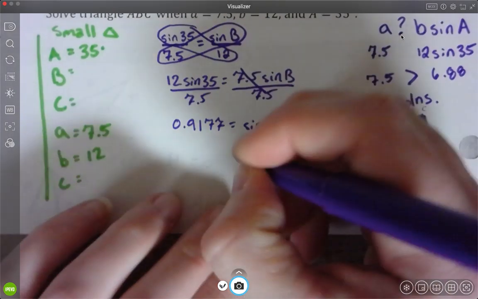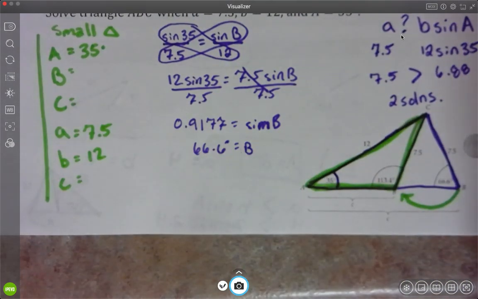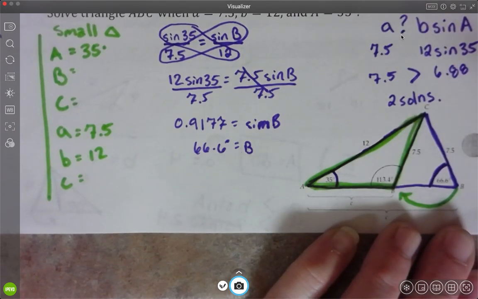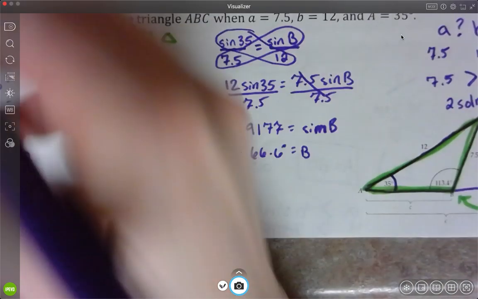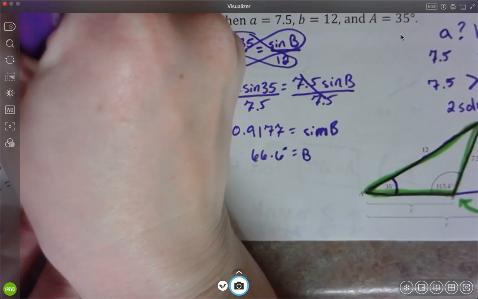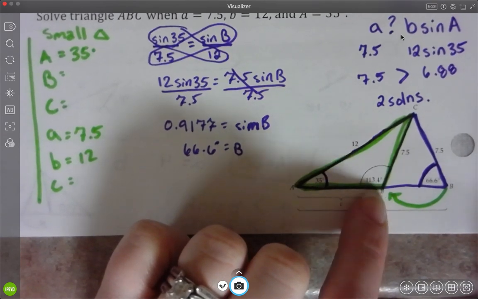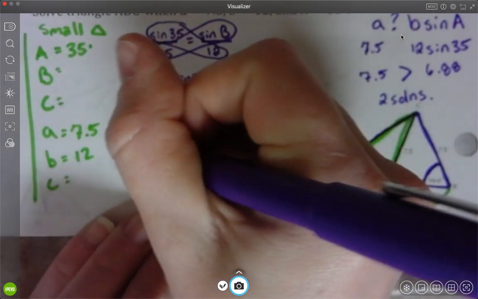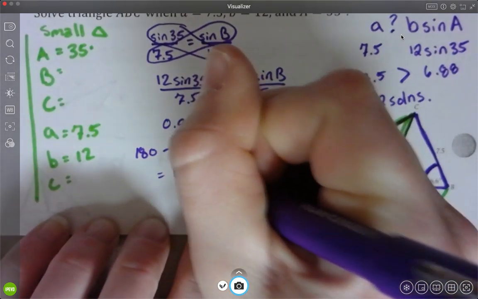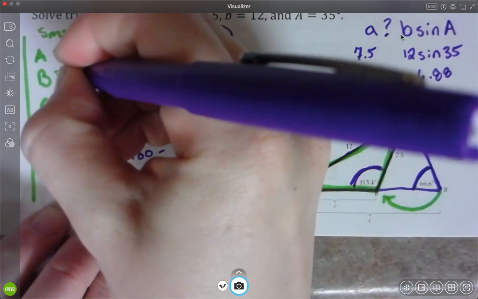I get B equals 66.6 degrees. Okay, now the 66.6 degrees is where they get this angle right here. So that's going to be for the big, overall purple triangle, 66.6 degrees. And then the way that they get this other angle right here, this 113.4, is if you take 180 and subtract 66.6, you will get 113.4. Okay, so that gets us our B for our other angle.